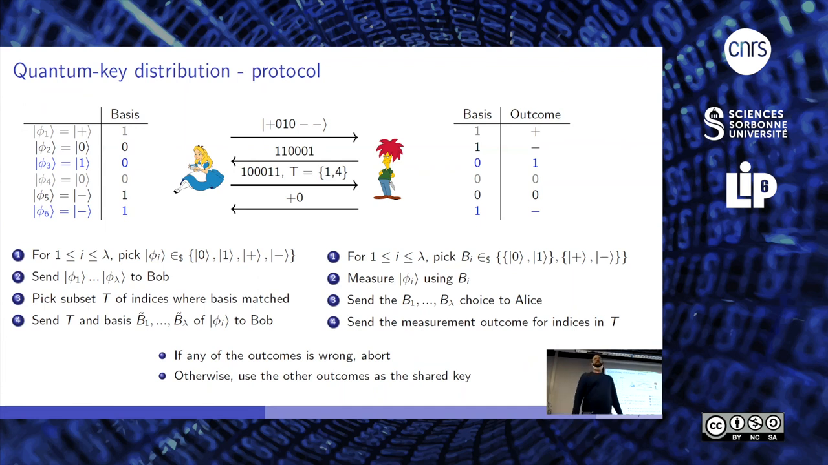What are the notations on the transparency? These are the bases from Bob. No. B tilde are the bases of Alice. Sorry. B_i are the bases of Bob, and B_i tilde are the bases of Alice. Phi is the quantum state. Right? Phi is 0, 1, plus or minus. And if you have 0 or 1, then B_i tilde will be 0. If you have plus and minus, then B_i tilde will be 1.